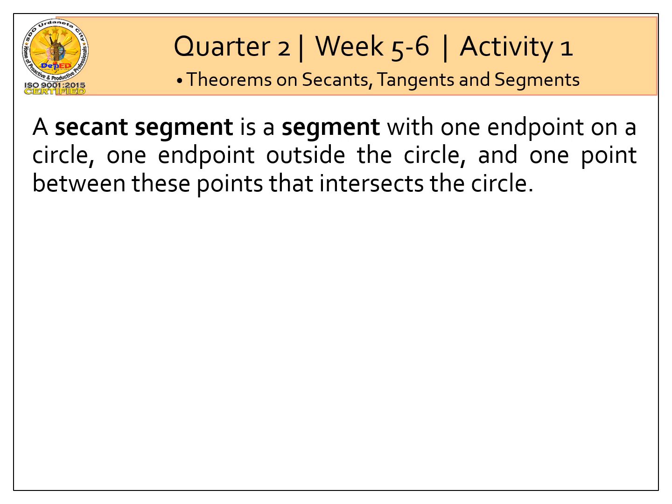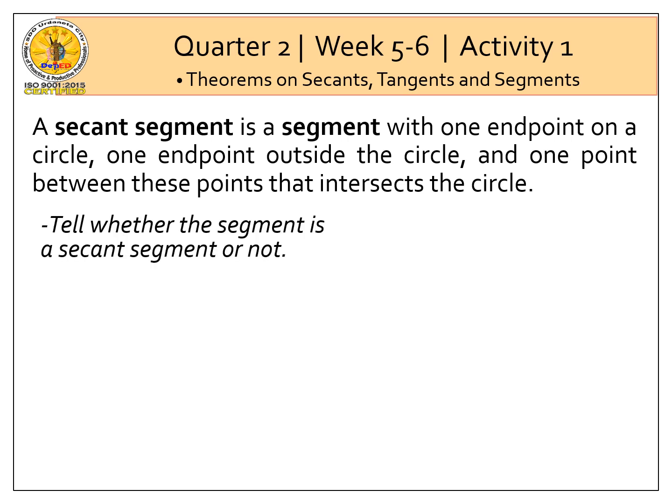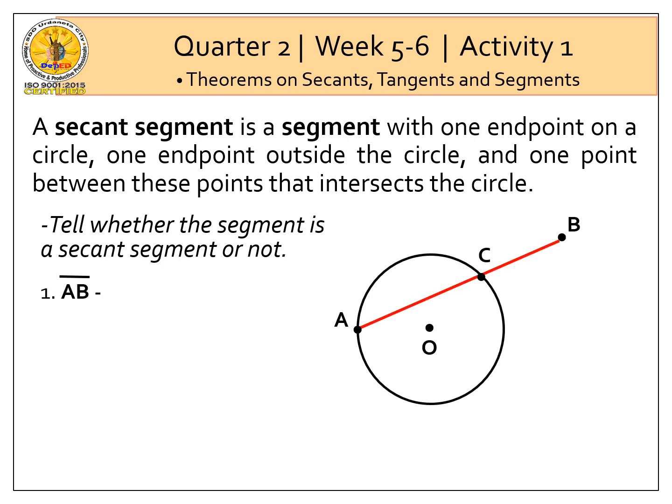Let's have an example. Tell whether the segment is a secant segment or not. Using circle O, let's have number 1, line segment AB. Is line segment AB a secant segment? Yes, it is a secant segment. Point A and point B are the endpoints where point A is on the circle and point B is outside the circle. Point C is the point that intersects the circle.